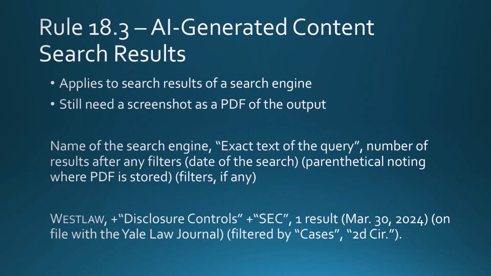The second part of the rule on AI-generated content applies to search engine results. This could be a list of cases from Westlaw or Lexis, or a list of results from Google or Bing. The citation requires the name of the search engine, the exact text of the query in quotation marks, the number of results, the date of the search, and a parenthetical noting where the screenshot of the output as a PDF is stored. If you applied any filters in your search, provide that as a second parenthetical and make sure the number of results provided in your citation matches the number after the filters are applied.